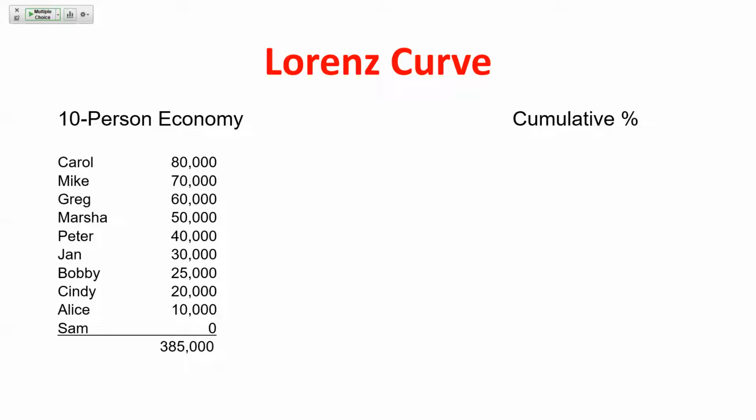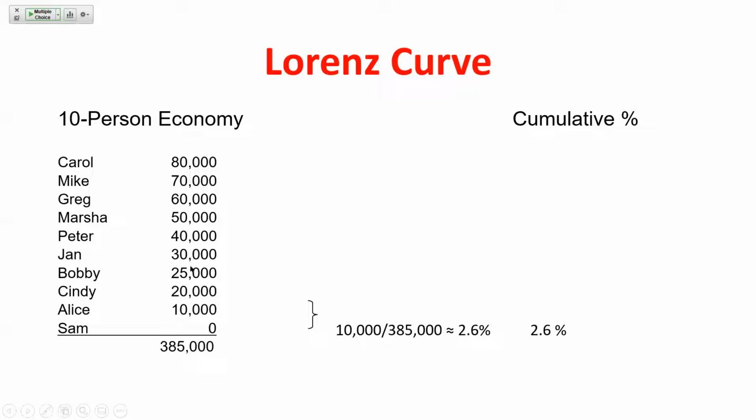But with a 10-person economy, what would the bottom 20% of income earners be? That would just be the lowest 2 individuals. Yep, 10% of 10 people would be one person. So if we want the bottom 20%, it'd be the bottom 2. So for that bottom quintile, 0 plus 10,000, right? The bottom 20% of people here only own 2.6% of the wealth.